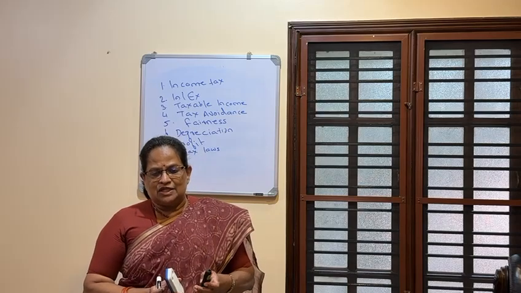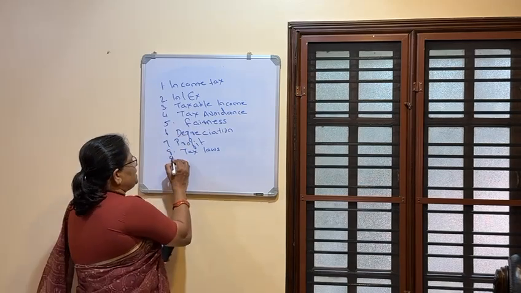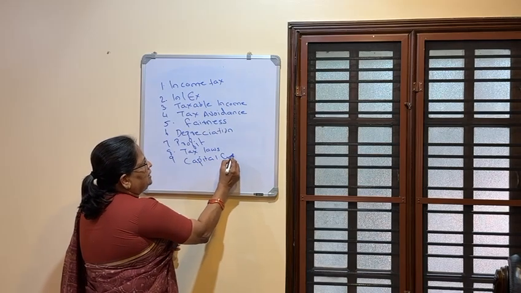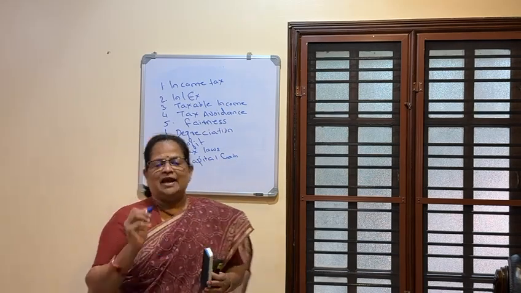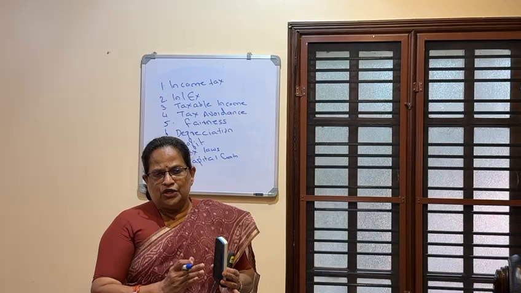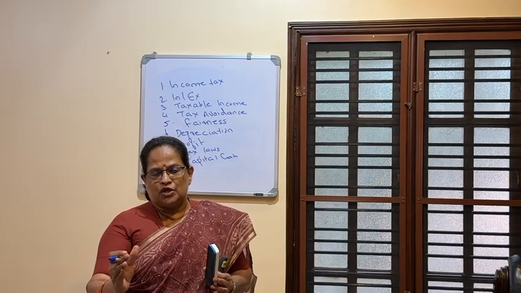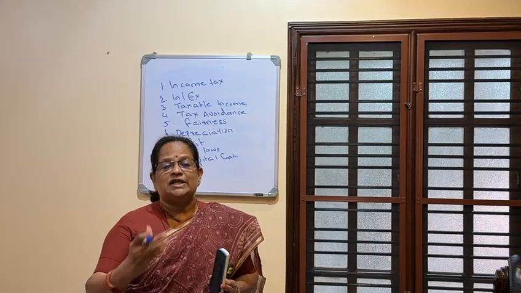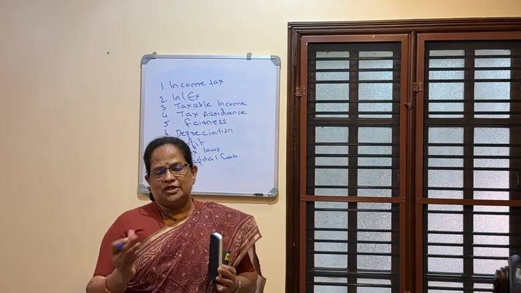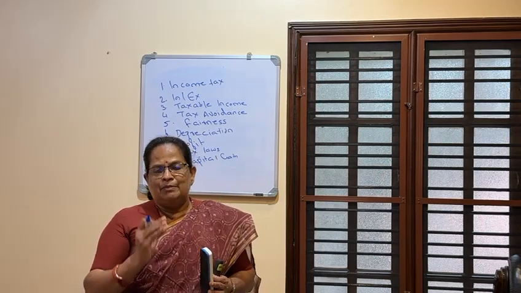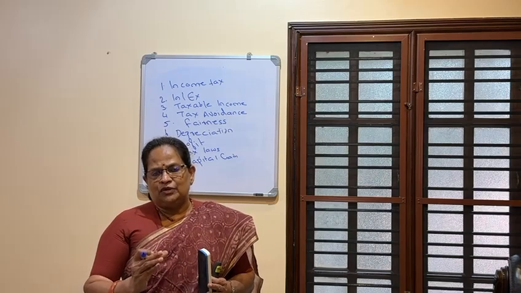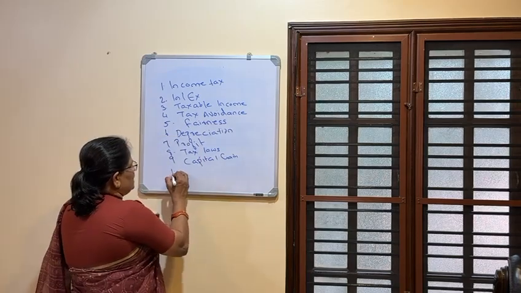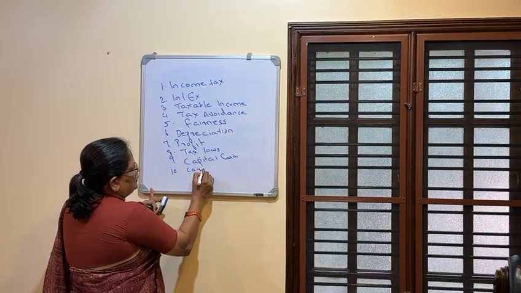Next point is correct classification for capital gain. I told you capital gain is the 4th head of income. In that we have long-term capital gain and short-term capital gain. Distinguishing between long-term and short-term capital gain is very important because the set off and carry forward rules are different for each. So it's important that we classify that properly. Then the impact on carry forward of losses: set off and carry forward.